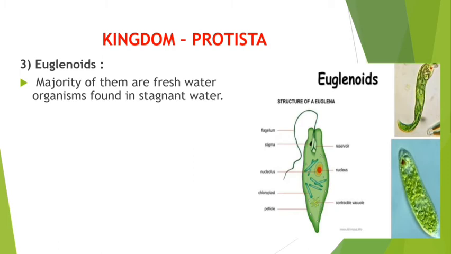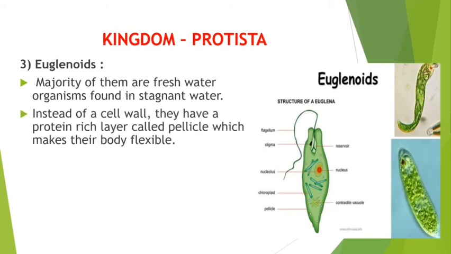Clear? So there you will find some freshwater bodies where there is no disturbance. A river is not stagnant water, a river is flowing, isn't it? There will always be disturbance. But where there is no disturbance in the water, there you will find euglenoids. Sometimes a pond is also settled water, where there is no disturbance, and that water must be fresh water. There you will find euglenoids.